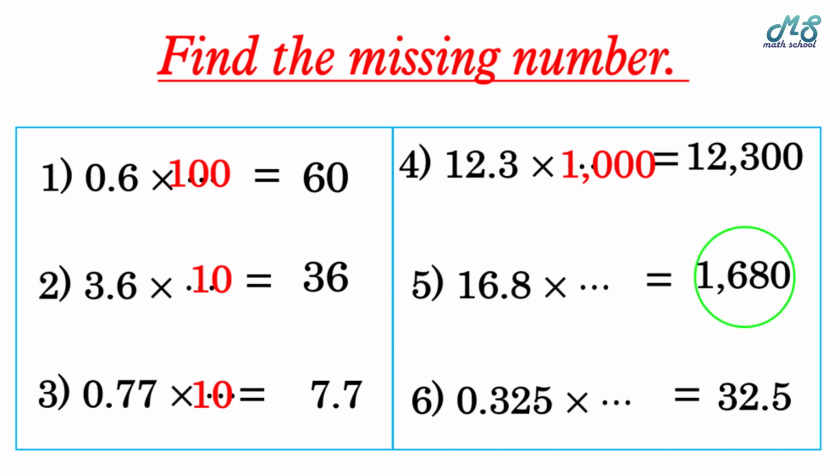1680. By the same way, guys, the decimal point moved 2 decimal places. Now we will multiply by 100. Finally, guys, 0.325 times what equals 32.5? We will move the decimal point 2 digits to the right. Now multiplying by what, guys?